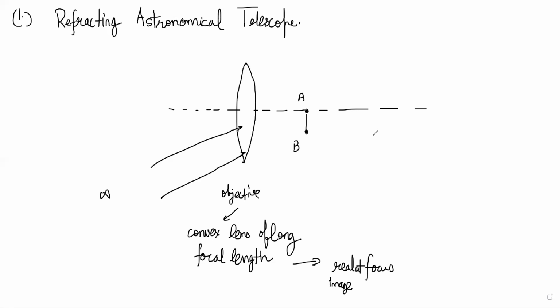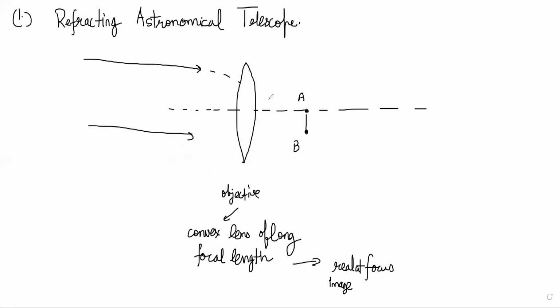Actually, I should draw it not like this. Let's say rays came from here and they got focused like this, from infinity. And this was my object, the star's image. And then you put your eyepiece here, right?